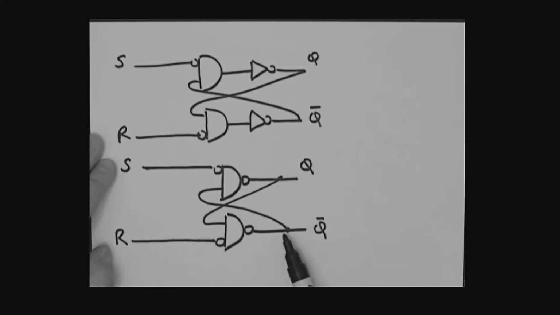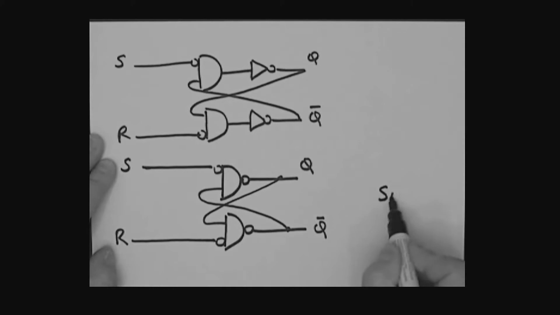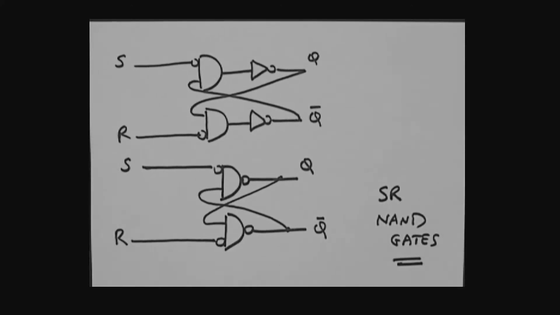Cross-coupled NAND gates. S comes in, with an inversion before going into the NAND. R comes in, with an inversion before going into the NAND gate. And so this now is our SR latch, really with NAND gates. Just an alternative implementation of that SR latch.